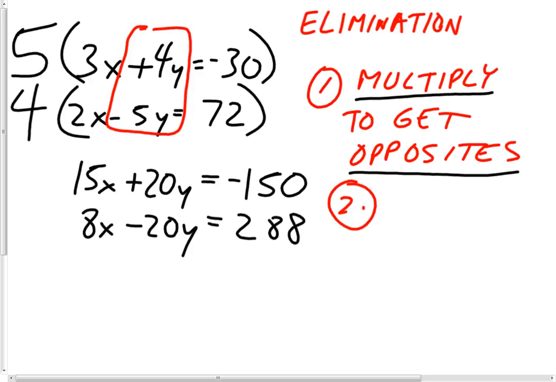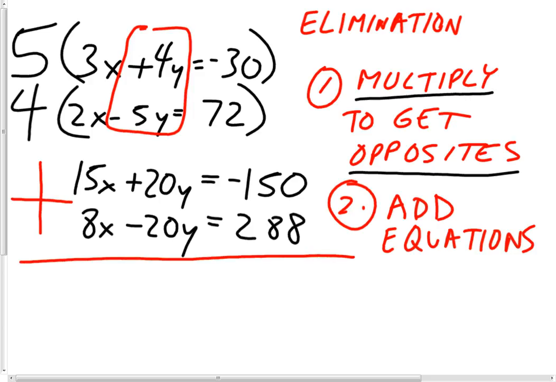Off to the right, write down step number 2. What do you do? We add the new equations. So over here, I'm going to put a giant plus sign. What is 15x plus 8x? 23x. What happens when you add 20y and -20y? 0.